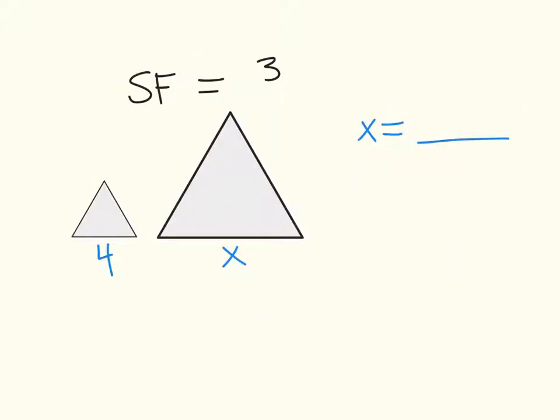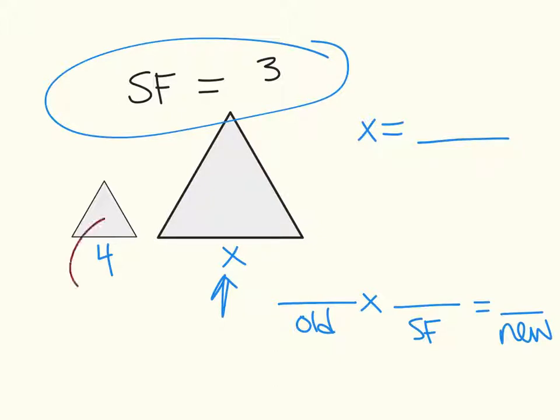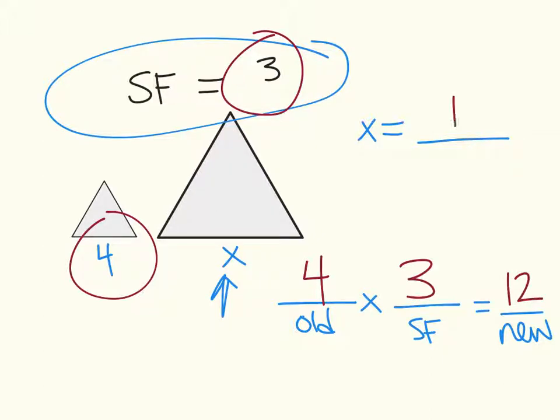What about this problem, for example? We know that the original is 4, but then we can see this enlargement has an x, and we know that our scale factor is 3. Well, I know that old times the scale factor equals the new. So let's just plug in the values that I know. I know the old one, I'll put that there. I know the scale factor, put it there. 4 times 3 is 12.